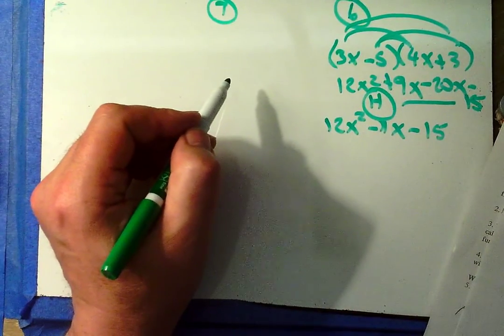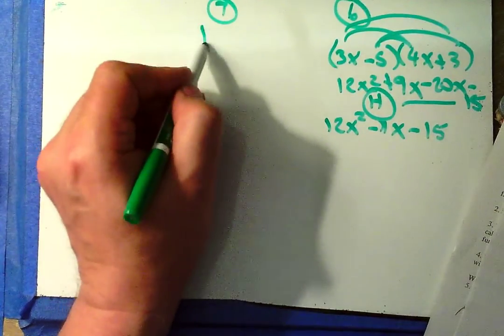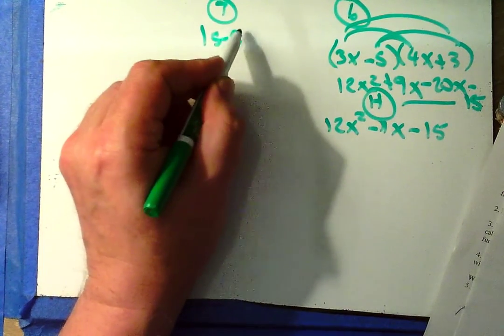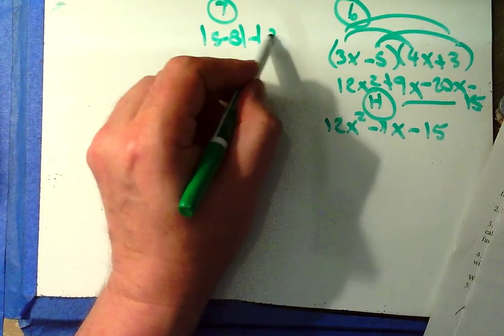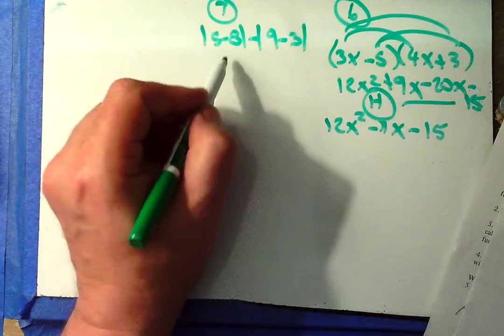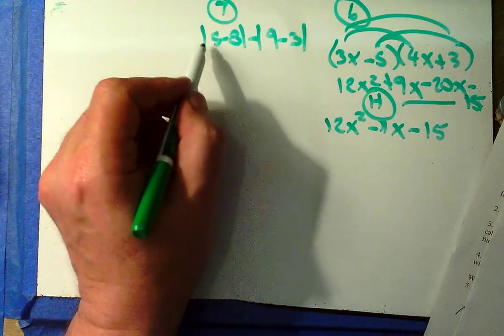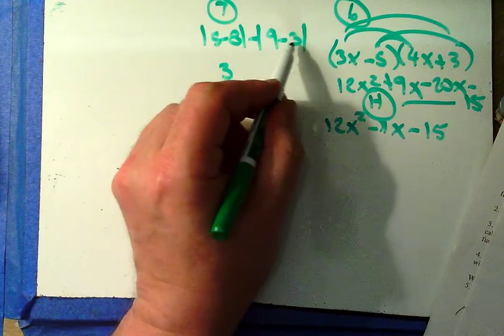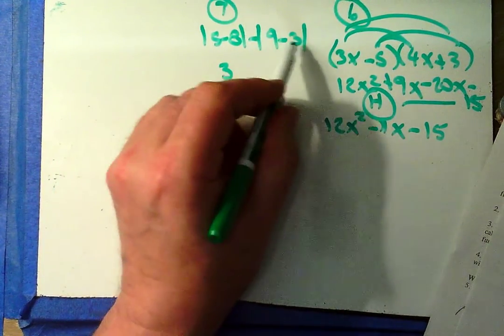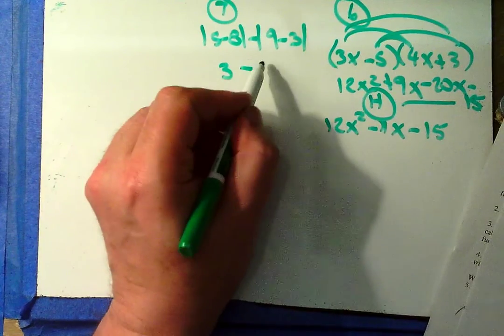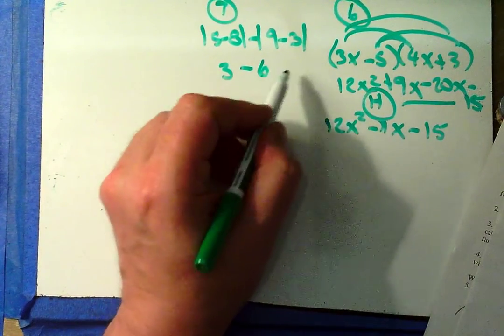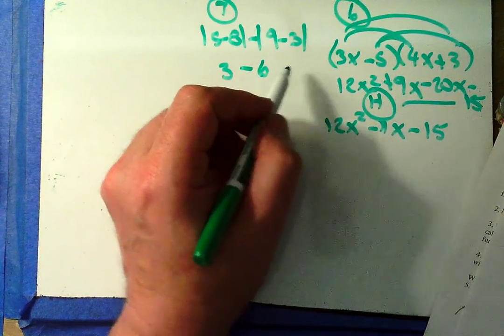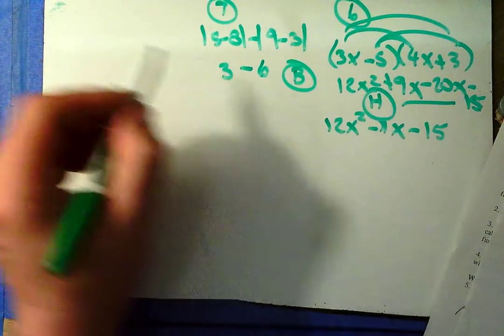7. Absolute value of 5 minus 8 minus absolute value of 9 minus 3. Well, 5 minus 8 is negative 3, but the absolute value of negative 3 is 3. 9 minus 3 is 6. The absolute value of 6 is 6. So we've got 3 minus 6. We get negative 3 for our answer, and that's choice B for number 7.